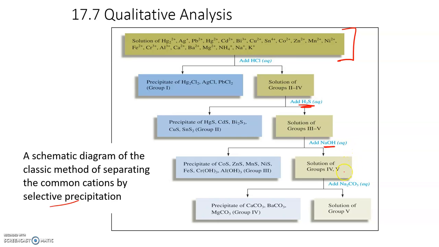Finally, you are left with groups 4 and 5. And in order to get those to precipitate out, you're going to add something like sodium carbonate, and that will cause your carbonate ions to precipitate out with those metals. And finally, you're left with your group 5, which are usually your alkali metals. And from there, you can then use a flame test to identify those. And the whole purpose of this is because you're given this giant solution up at the top and you don't know what's in it. And so you're going to go through these 5, 6 steps in order to figure out the identity of all of the metal ions that were added into this unknown solution.